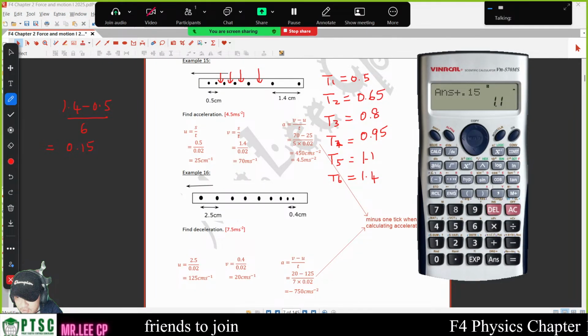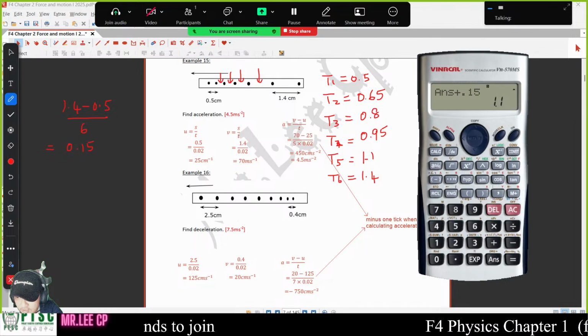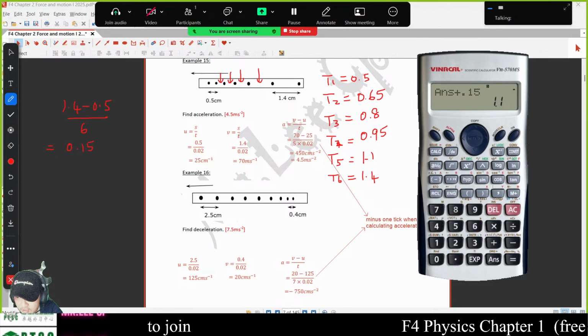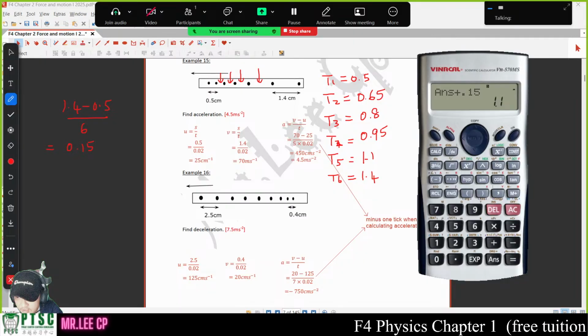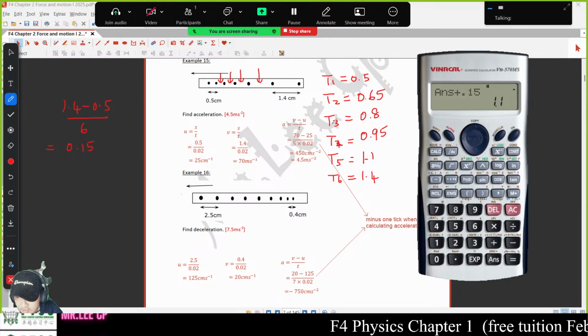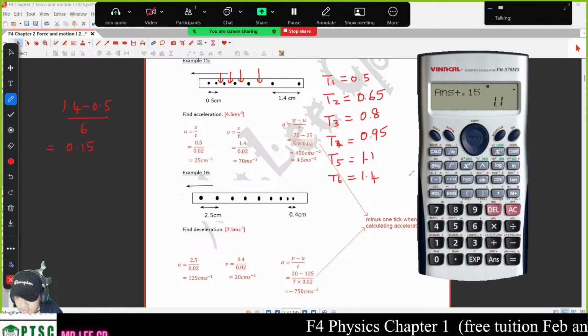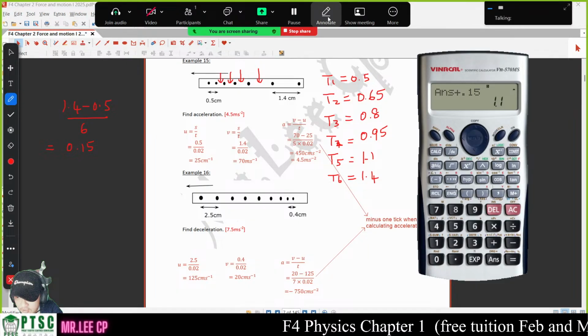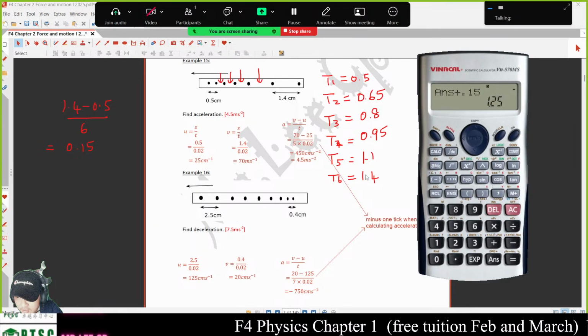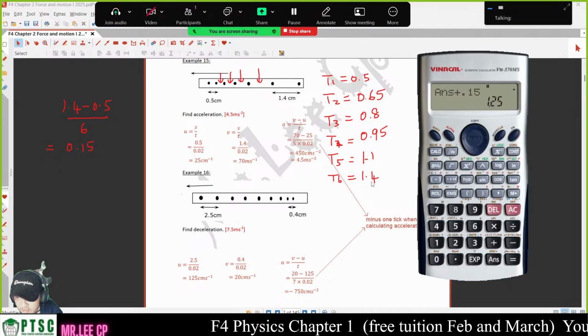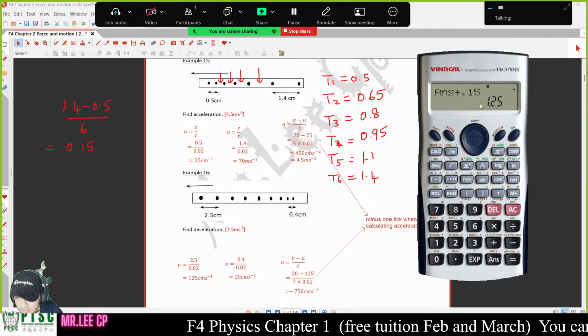So the next one is 1.25. The sixth term is 1.25, not 1.4. So this is wrong.